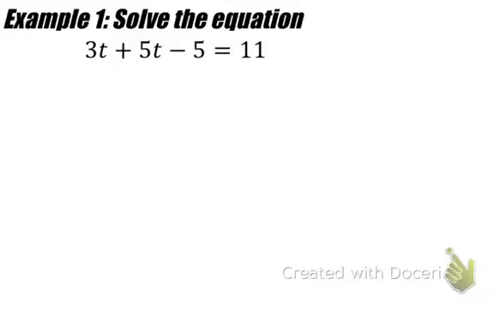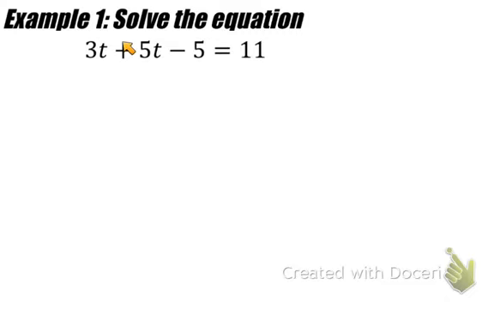Hi guys, in this video we're going to learn how to solve multi-step equations. Not one, not two, could be 3, 4, 5 step equations. So in example 1 we have 3t plus 5t minus 5 equals 11.